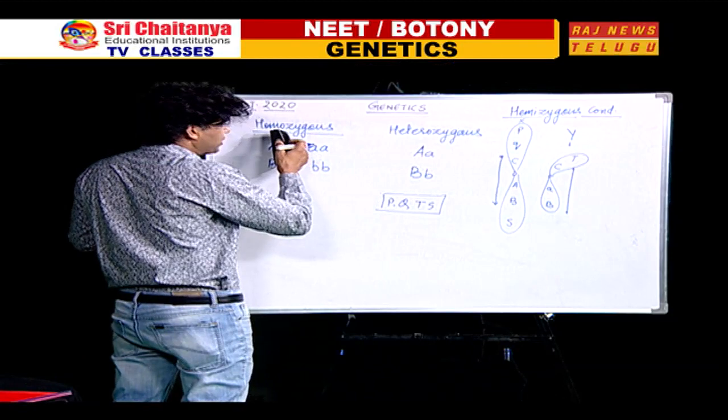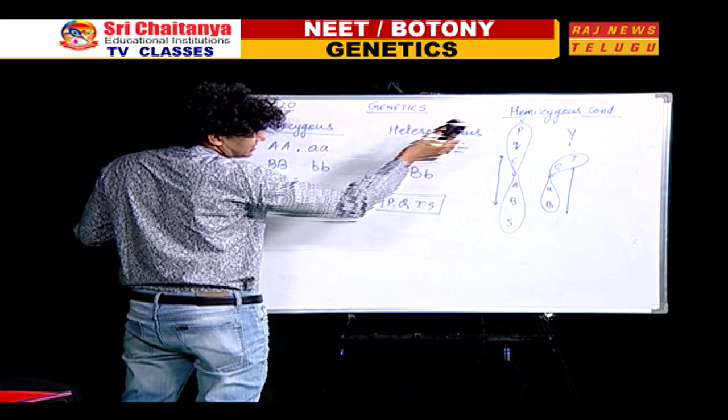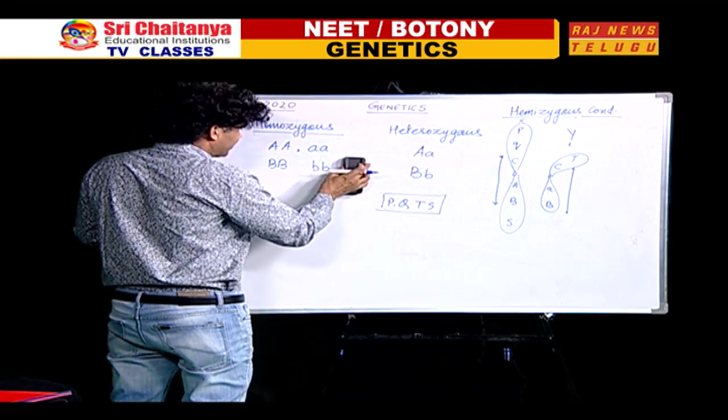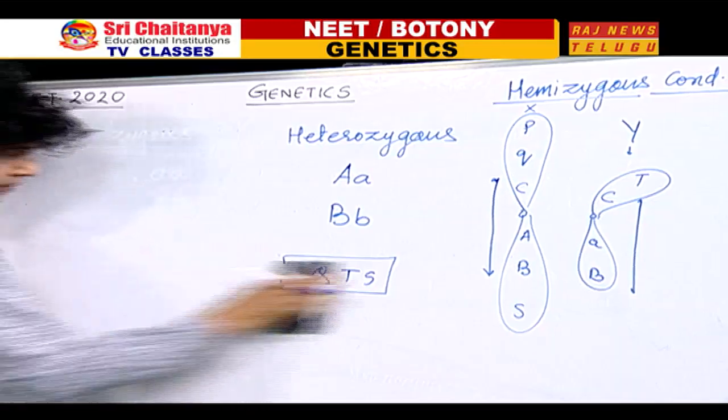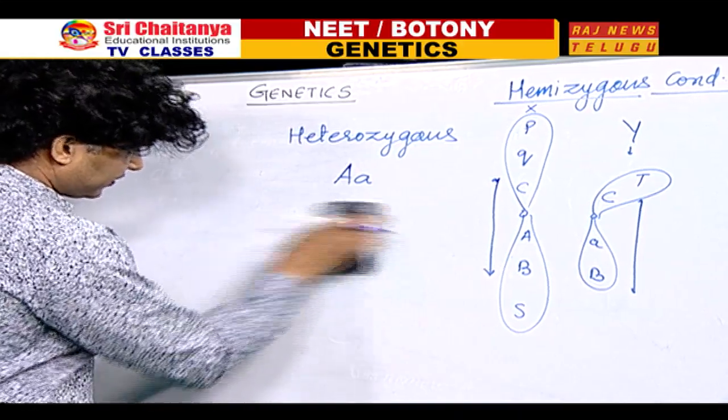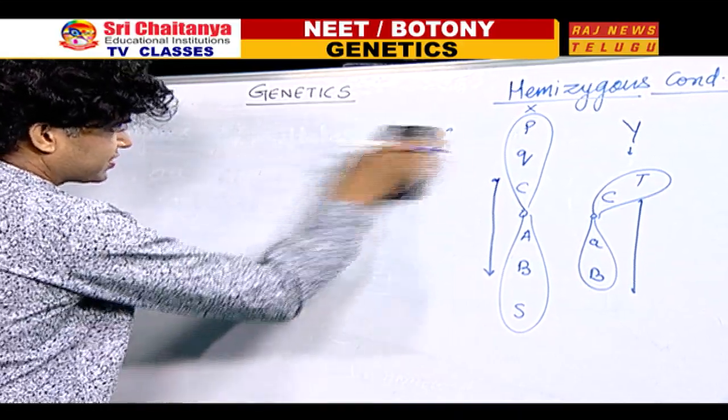So allelic genes may be homozygous, may be heterozygous, and sometimes they may show the hemizygous condition also. Next, a few more terms we have to discuss.